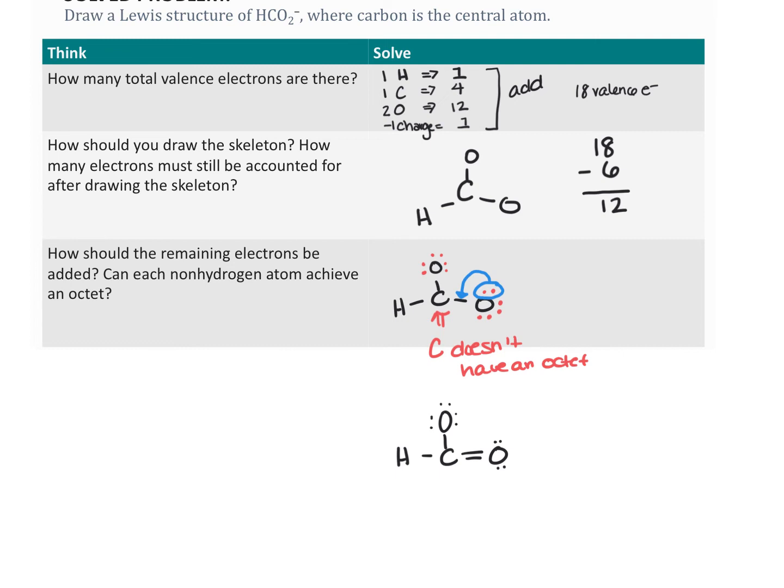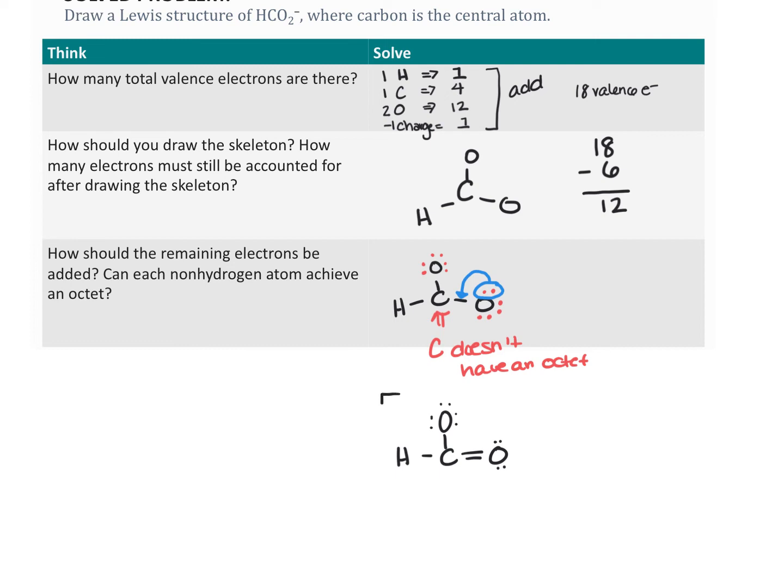Now, we've got a lot of great double checks here. First, we're going to check to make sure that each of these have an octet. So carbon has 2, 4, 6, 8 access to electrons. Oxygen has 2, 4, 6, 8. This oxygen has 2, 4, 6, 8. So those 3 fulfill the octet rule, and this fulfills the duet rule. It's got 2. Now, we also need to double check that we've used 18 electrons, and we can count 2, 4, 6, 8, 10, 12, 14, 16, 18. So there's our double check. We've used 18 valence electrons.